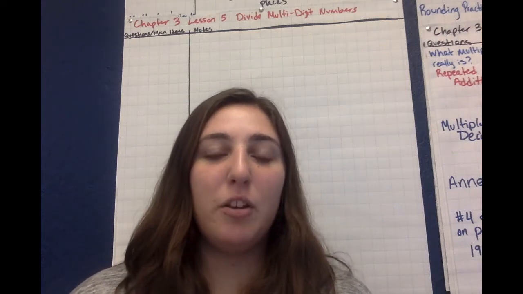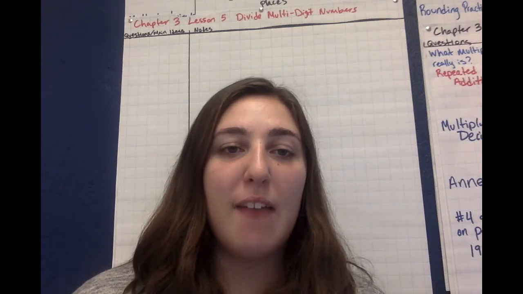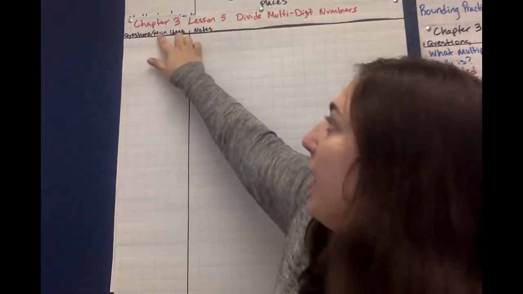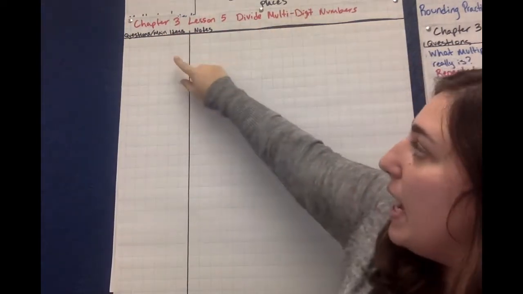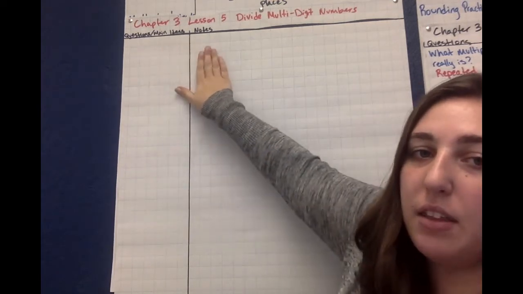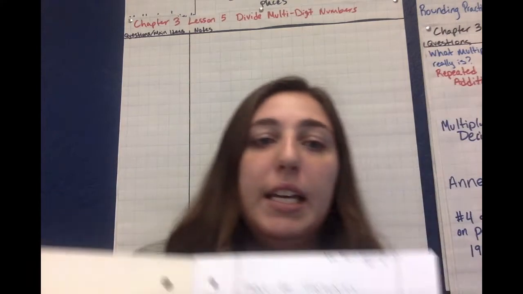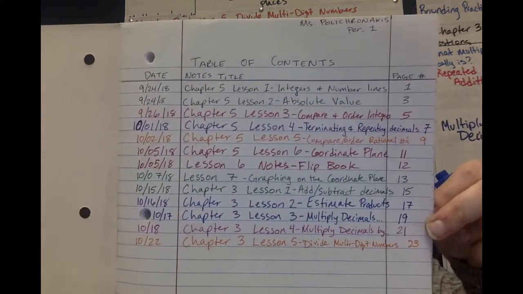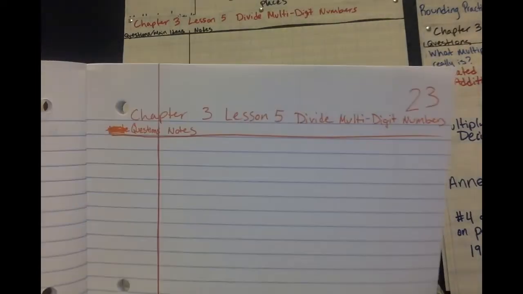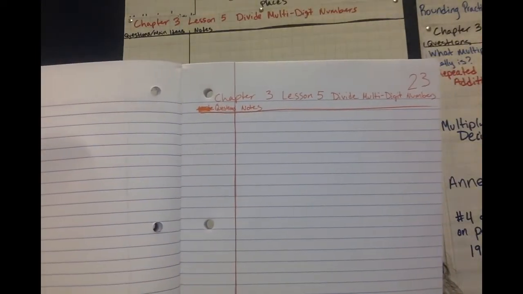Today we will be learning Chapter 3, Lesson 5, Divide Multi-Digit Numbers, which hopefully you can see right at the top over here. Okay, and then we got our questions, main idea column on this side, and the notes, of course, over here. Here's your table of contents. And here is what your page of notes should look like.